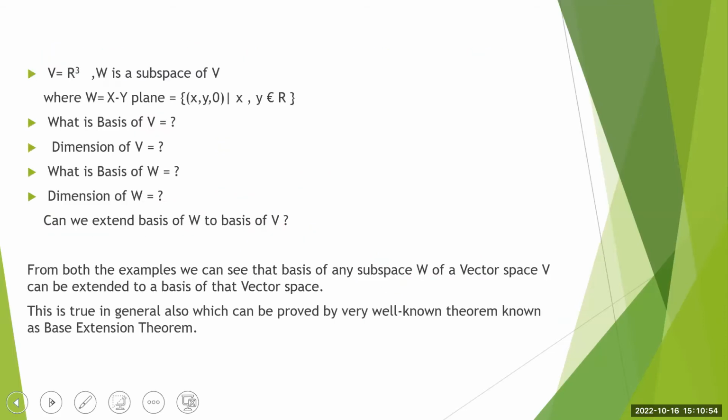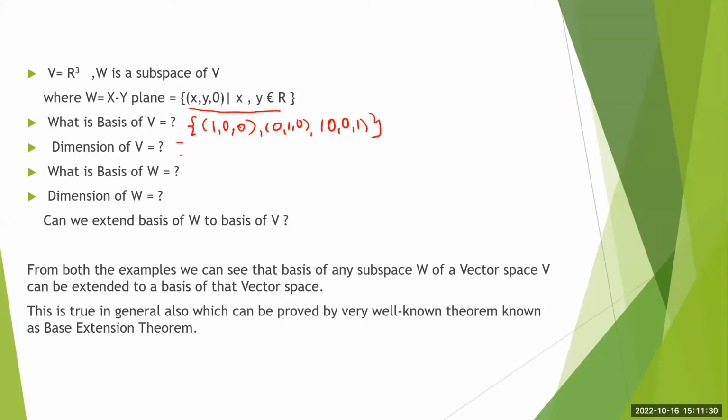Let's consider some similar examples. Suppose V is R3 and W is a subspace of V where W is equal to the XY plane. So my W will have all elements of the form (x, y, 0) such that x, y belong to R. As V is R3, let's consider the standard basis of R3 as (1, 0, 0), (0, 1, 0), (0, 0, 1). Similarly, V is R3, so the dimension of V will be 3.